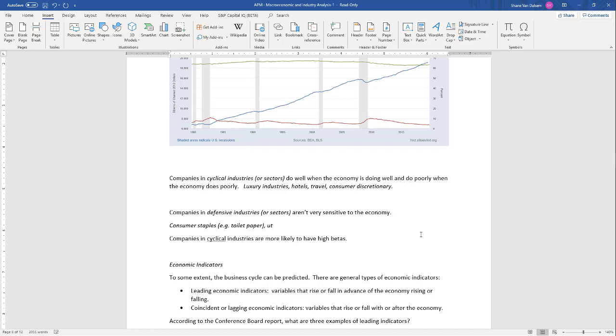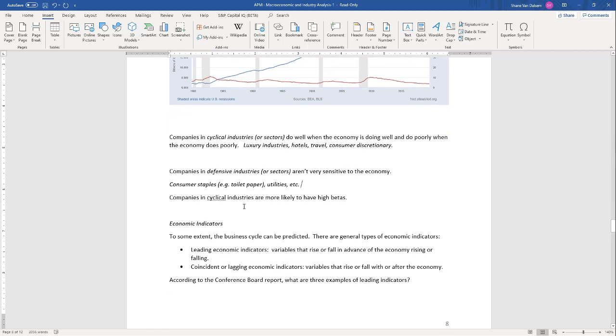Utilities tend also to be a staple industry, or a defensive industry. We're going to go through more of these later on in these notes. So companies in cyclical industries are more likely to have high betas. They also have higher R-squares from that market model, because the market as a whole explains the variation in their returns better than if they're in a non-cyclical industry.